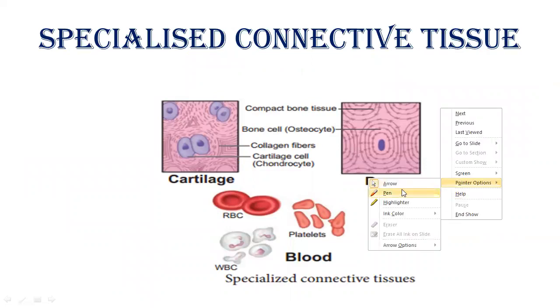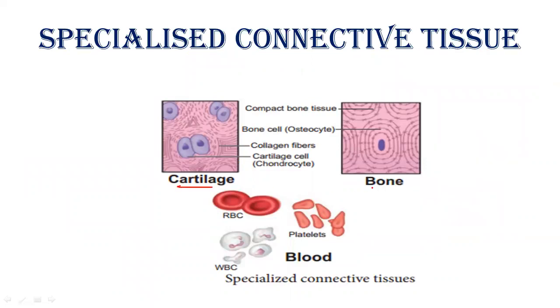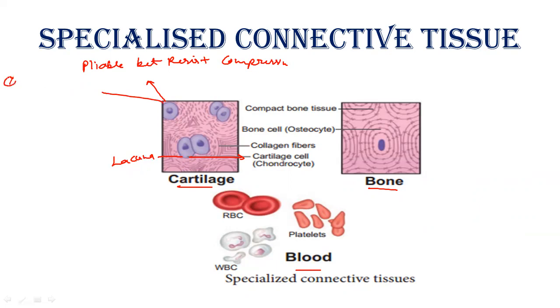Next is specialized connective tissue. It is of three types: cartilage, bone, and blood. First, we talk about cartilage. Cartilage is pliable but resists compression. Also in this cartilage, you can see the cartilage cells. Chondrocytes are found in a cavity called lacuna. Cartilage is of three types. First is hyaline, which is most prevalent, and it forms the rings of the trachea and bronchi.